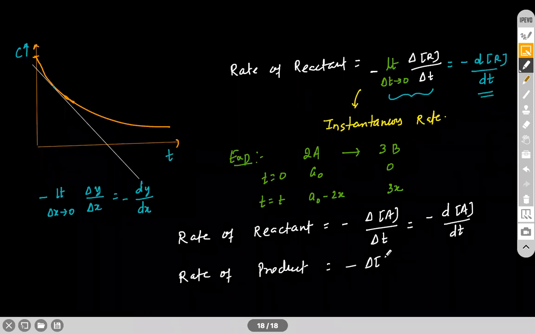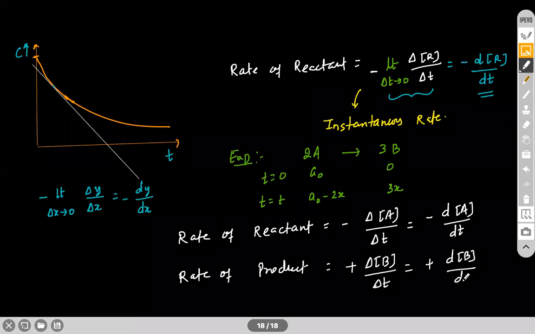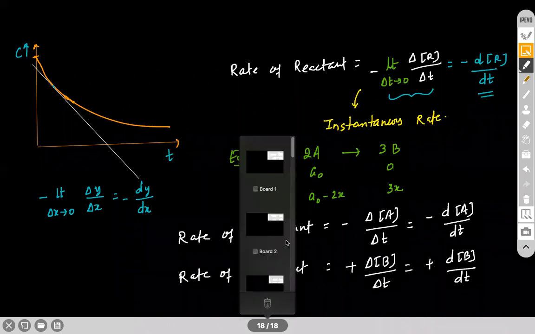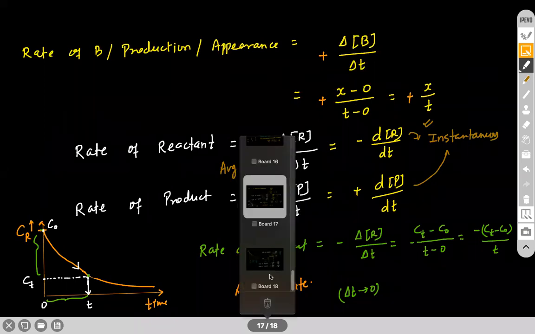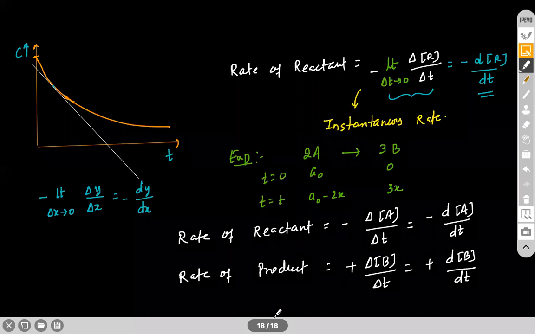Plus of dB by dt is equal to plus of d concentration of B by dt. Now, did you find any difference here in the rate of reactant and product expression of this reaction and the previous one? Did you find any difference in both? You compare this expression and this expression. Do you have any difference?